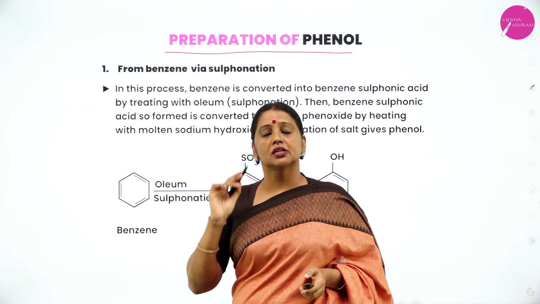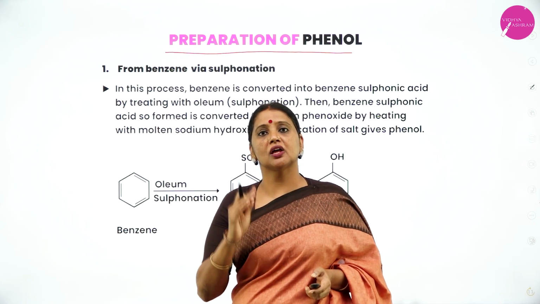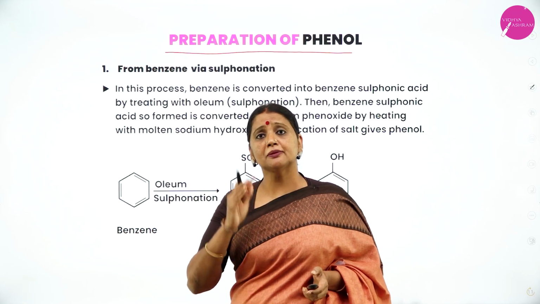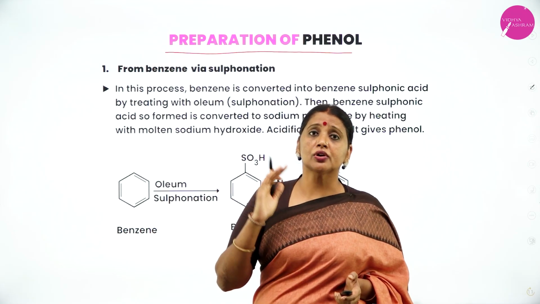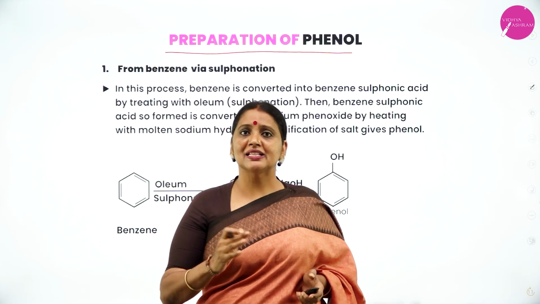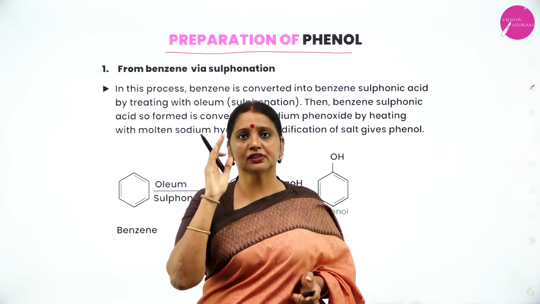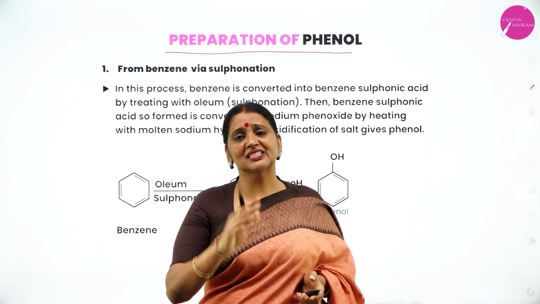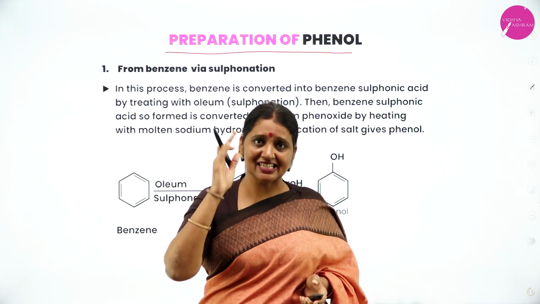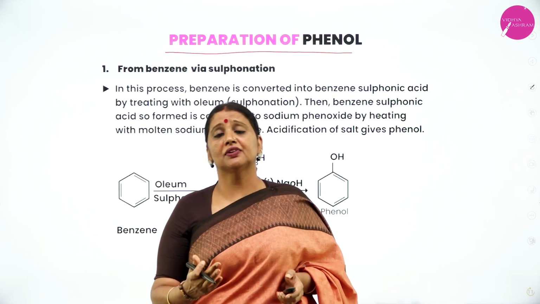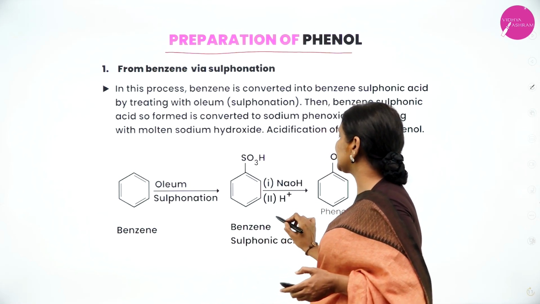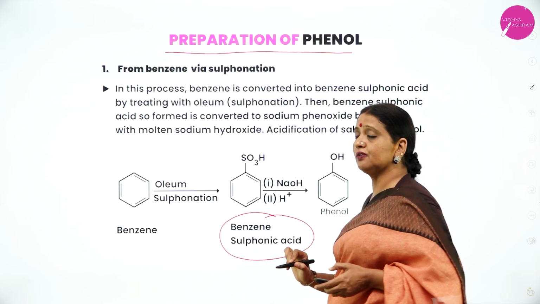Let us consider the preparation of phenol. The first method is the preparation of phenol from benzene. How do you convert benzene into phenol? In the first step, benzene is heated with oleum. What happens when benzene is heated with oleum? It is converted into benzene sulfonic acid.